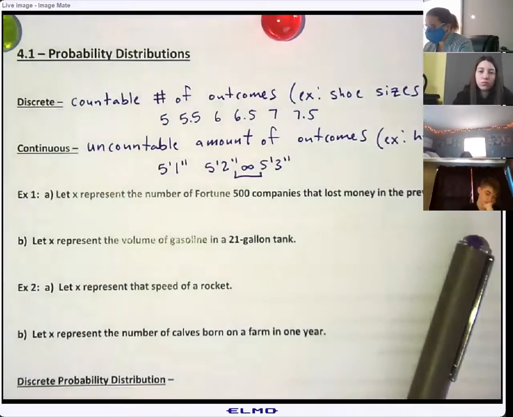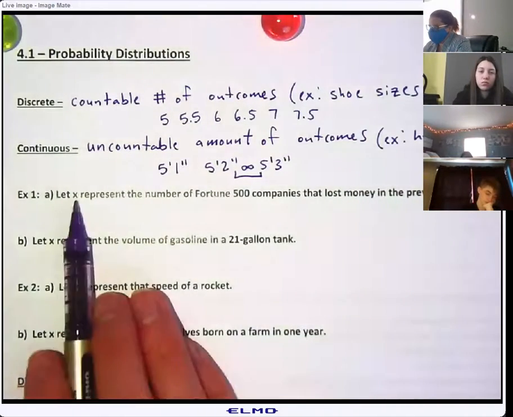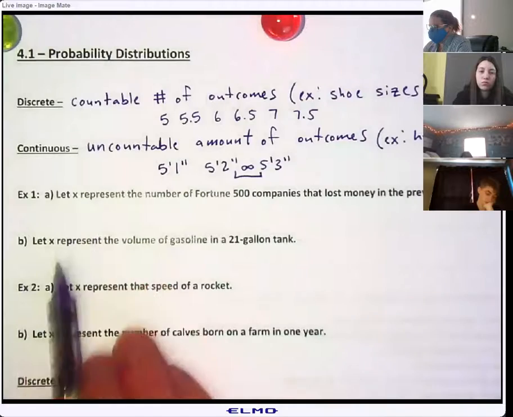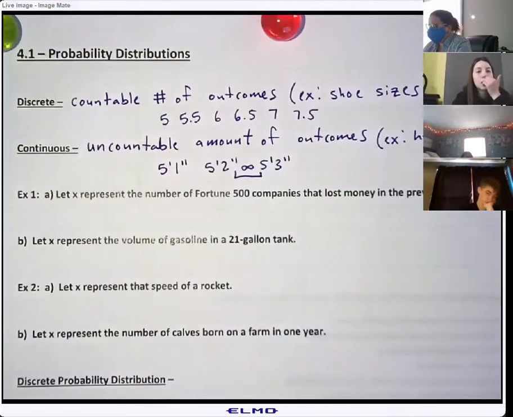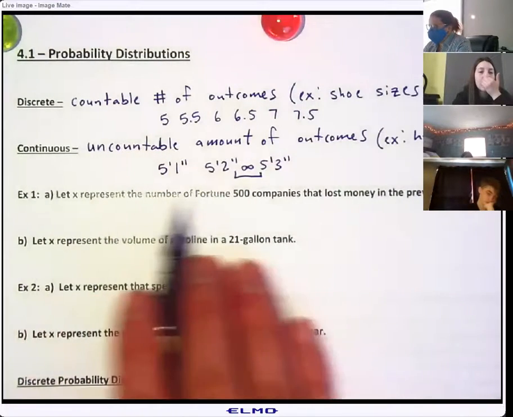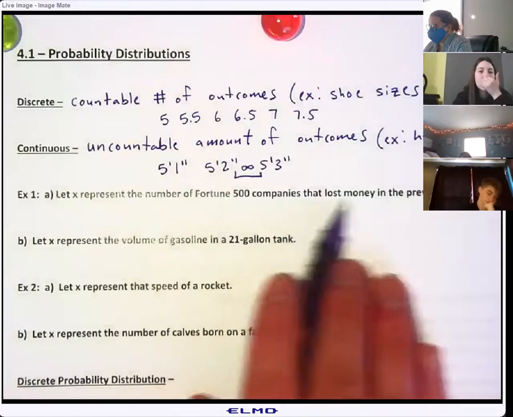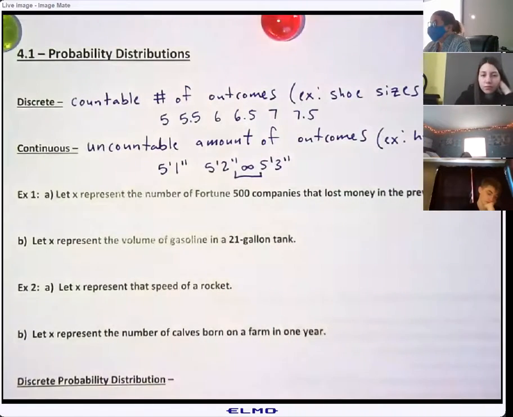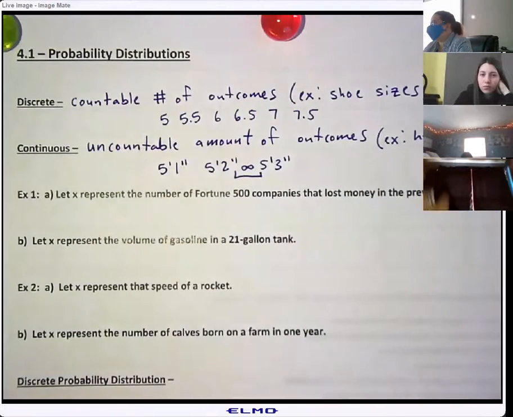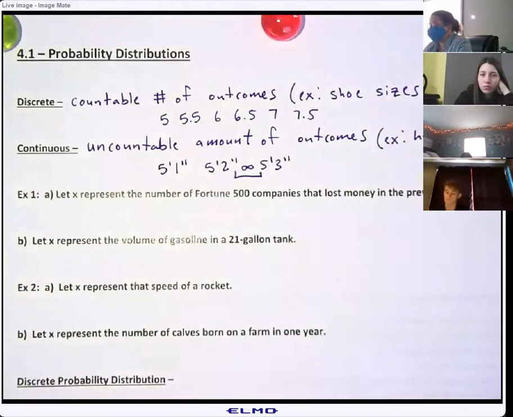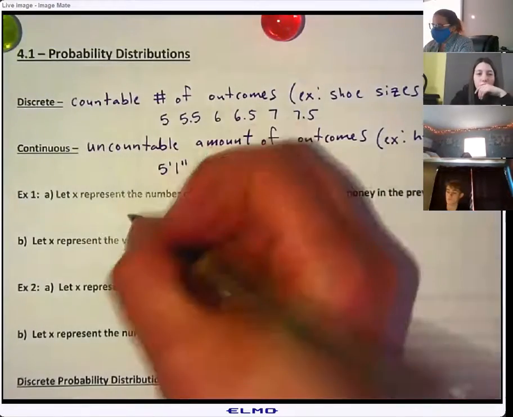Okay. So we're going to try example 1 together. We've got to decide if they're discrete or continuous. Let X represent the number of Fortune 500 companies that lost money in the previous year. Could I make a list of the companies that lost money in the previous year that are in the Fortune 500? Do you guys know what the Fortune 500 are? They're the 500 biggest companies that make the most money in the United States. Yeah. So that would be discrete.